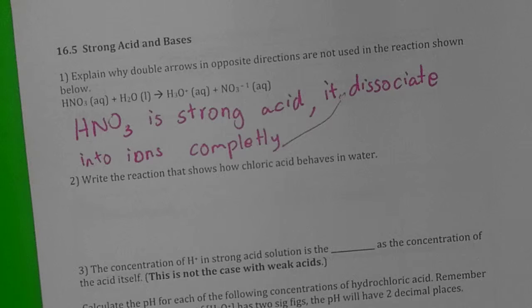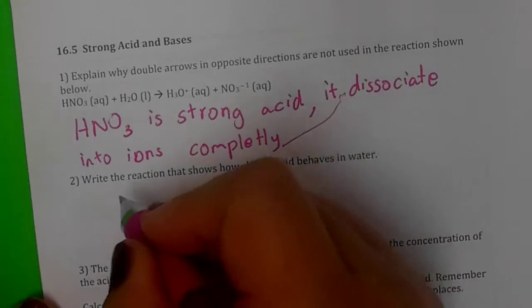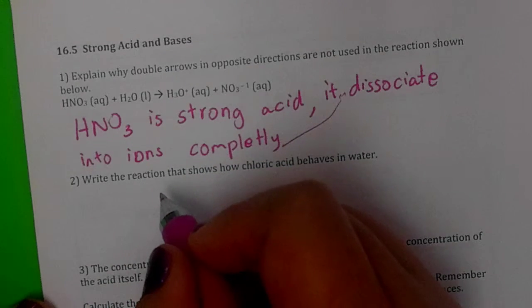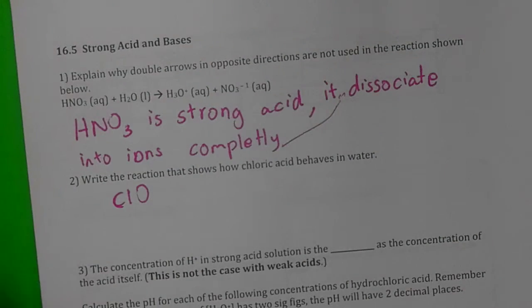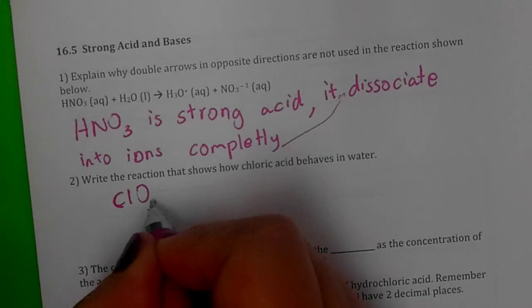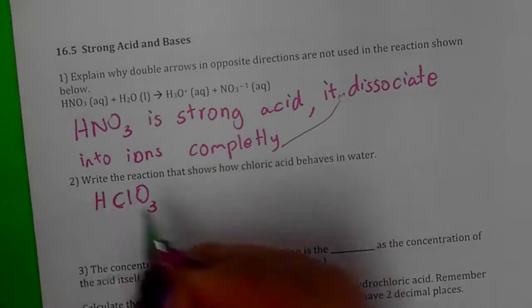Write the reaction that shows how chloric acid behaves in water. Okay, chloric acid. So you need to look in your papers, or you need to remember what chloric comes from. Chloric is ClO3. So what is chloric acid? I'm going to add H to it. ClO3 minus 1, so you're going to add H to it.